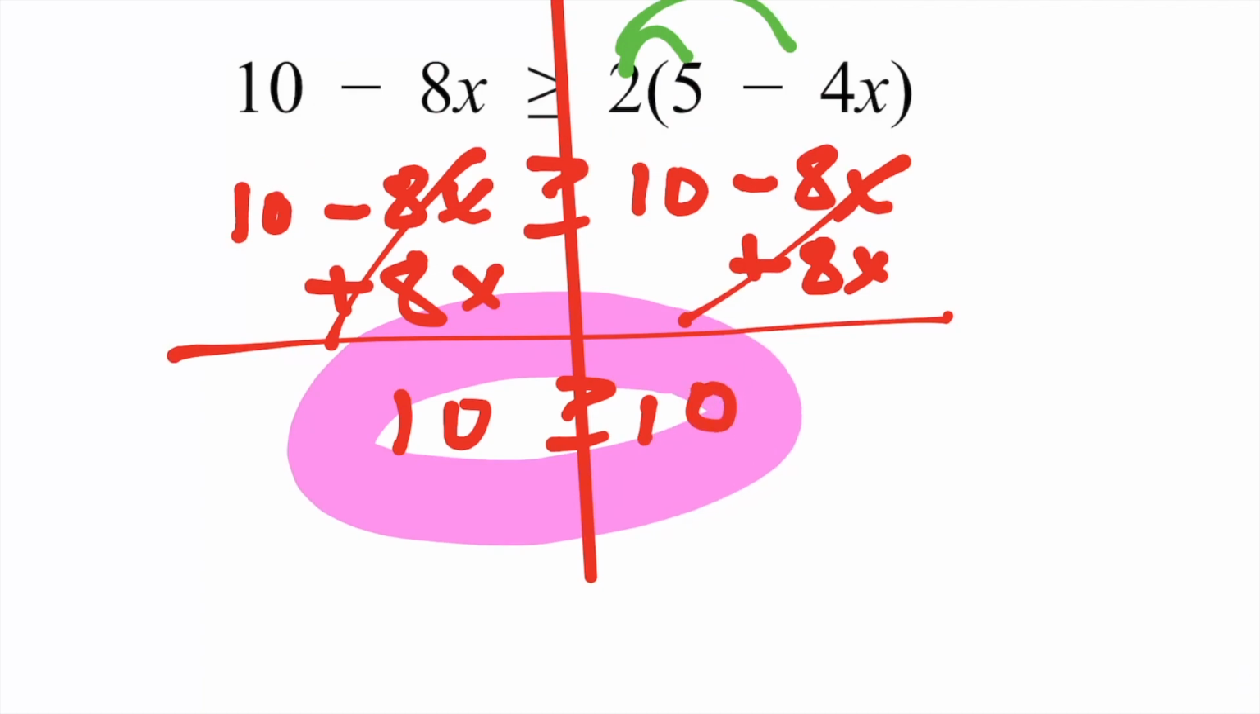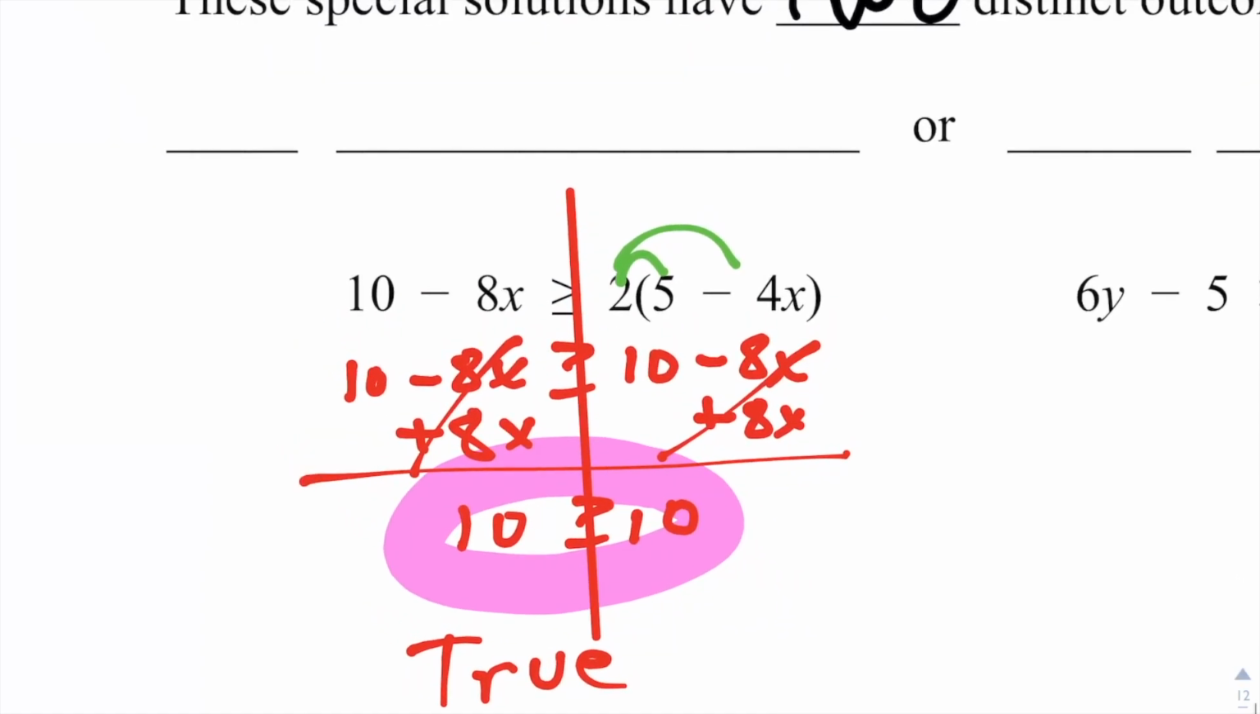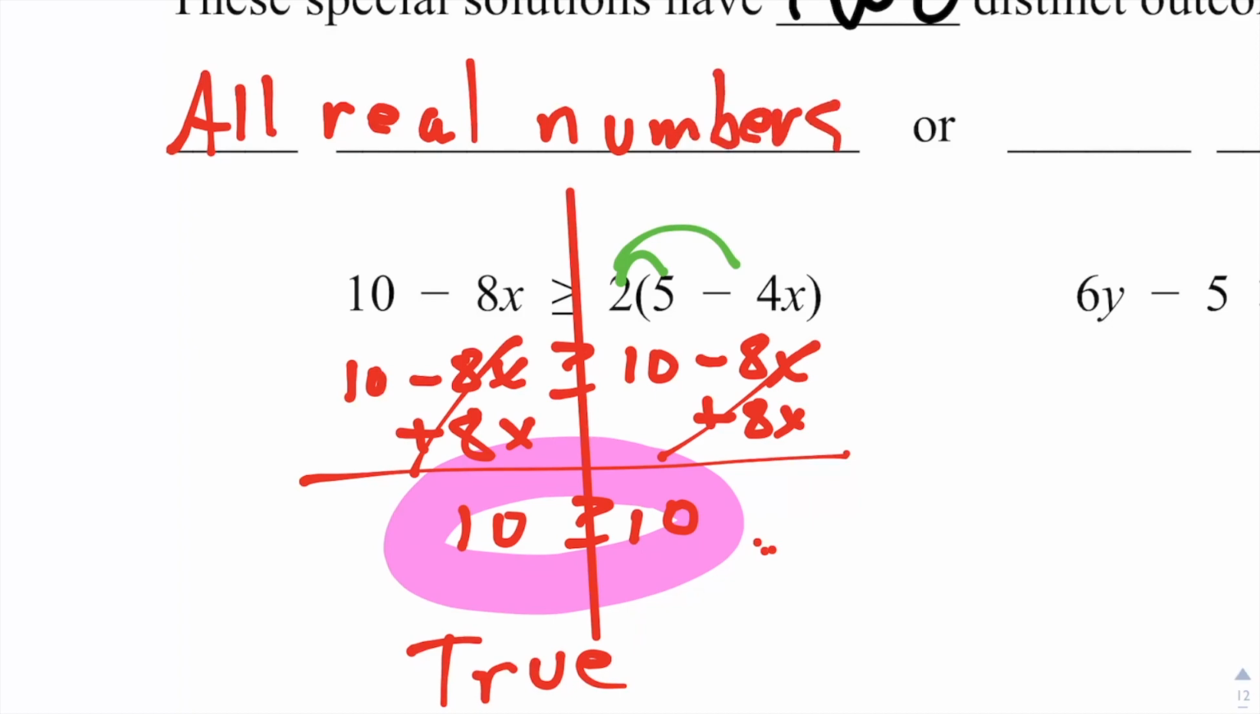Now, this is definitely a true statement, right? Because 10 is greater than or less than, however you look at it, or equal to 10, because 10 is equal to 10. So whenever there's a true statement, and you solve this and the variable goes away, and the numbers equal each other, then the solution would be all real numbers. And just for future math classes, this little symbol right here, the double-struck R, is the symbol for all real numbers.